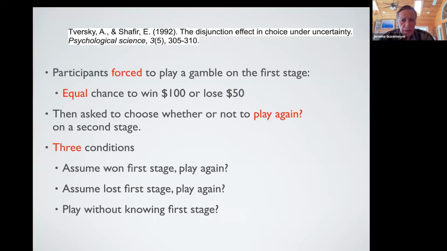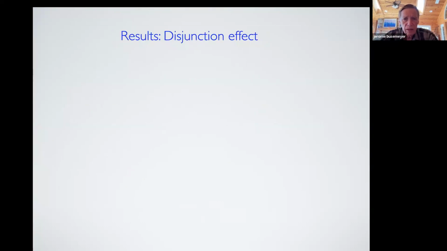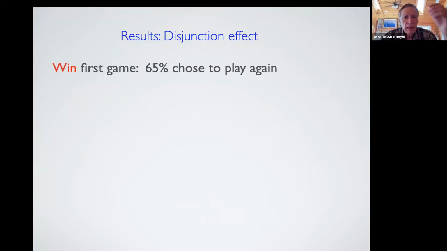And this experiment was designed to test this by asking people if they won, would they play again? If they lost, would they play again? And would they play when they don't know? But what they found was something they called the disjunction effect. When people were told they won the first game, 65% of them said they wanted to play again. So the majority choice was to go ahead and play the game again after winning.